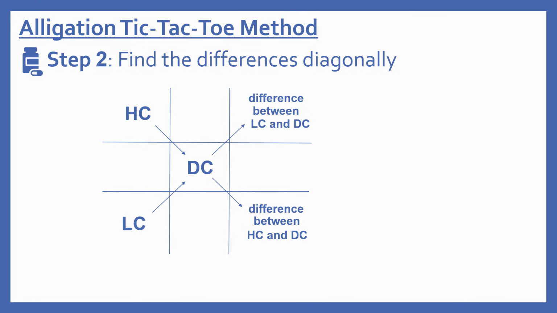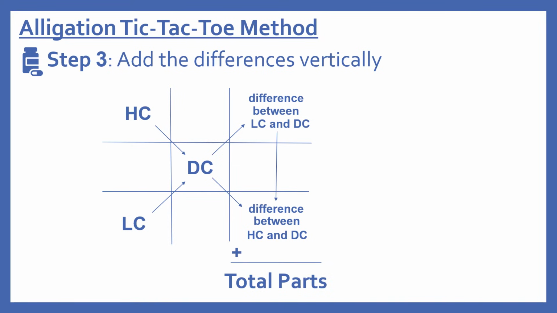Now for step 2, we're going to find the differences diagonally. So we're going to find the difference between the high concentration and the desired concentration, and we're going to write that in the bottom right grid. Then we're going to find the difference in the low concentration and the desired concentration, and we'll write that in the top right grid. Next, we're going to add the differences vertically. So we'll add the difference between the low and the desired concentration with the difference between the high concentration and the desired concentration, and this will give us the total parts.